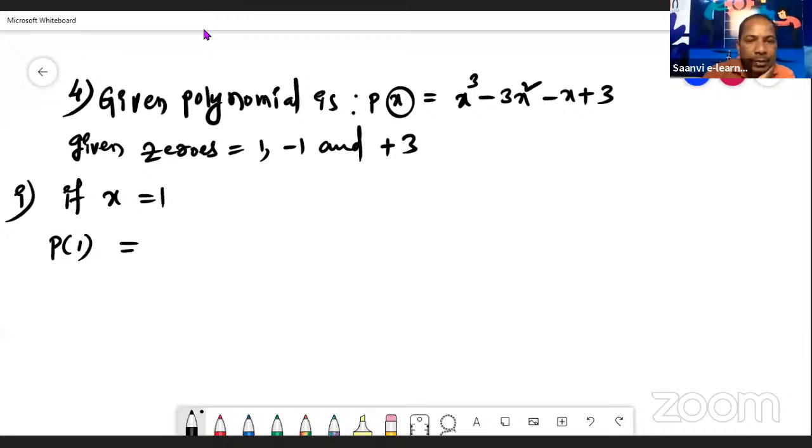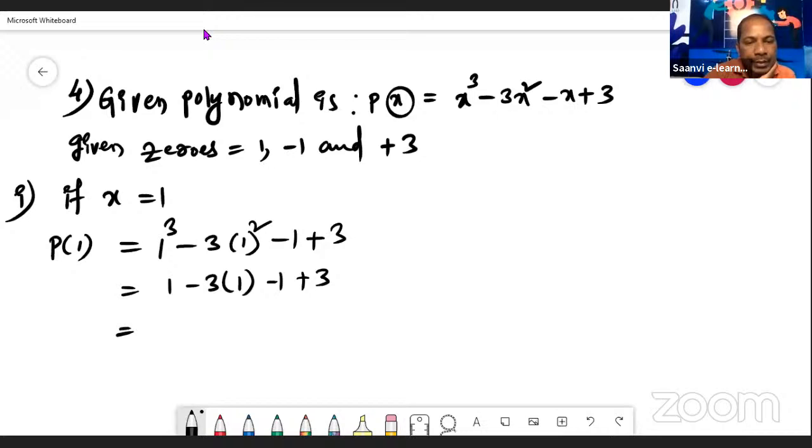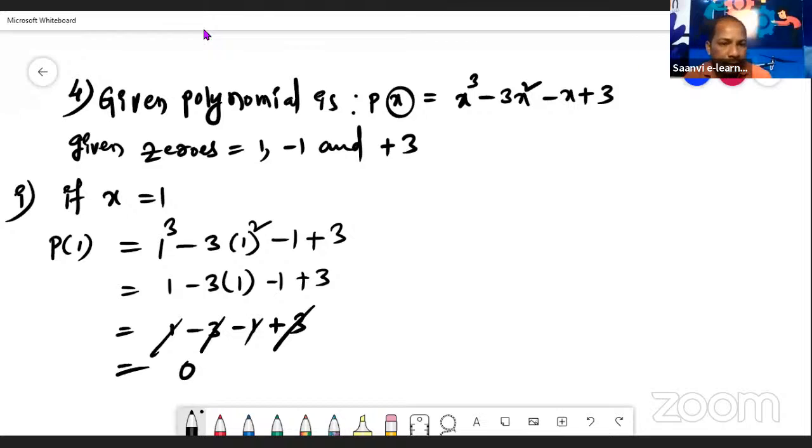So p of 1 is equal to x cube, which means 1 cube, minus 3x square, 3 into 1 square, minus x means minus 1, plus 3. Here 1 cube value is 1, minus 3 into 1 square value is 1, minus 1 plus 3. So 1 minus 3 ones are 3, minus 1 and plus 3. Plus 3 minus 3 cancel, plus 1 minus 1 cancel. We got equal to 0.